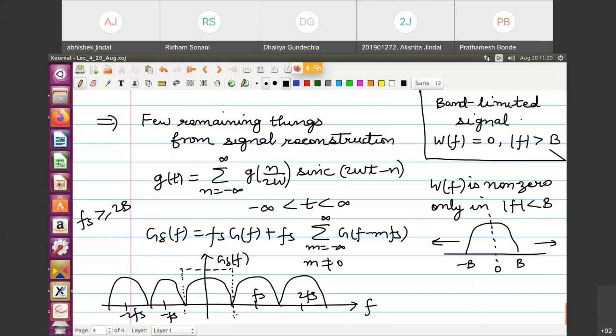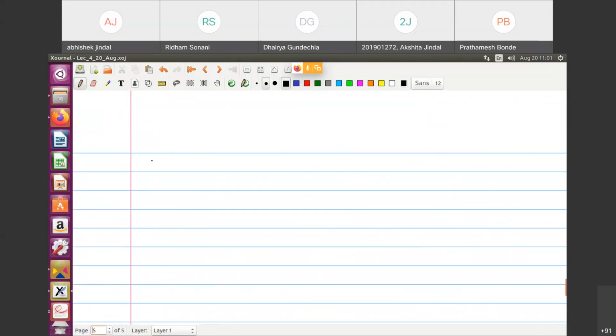So in the frequency domain, if at all I can do such a filtering, then theoretically I should get g(t) back. So after low pass filtering of the sampled signal, I should get back g(t). So that is the concept which we are going to now write down.